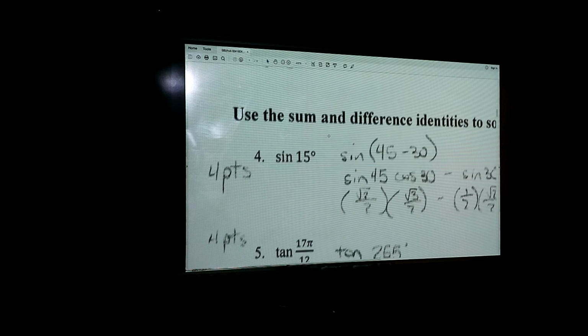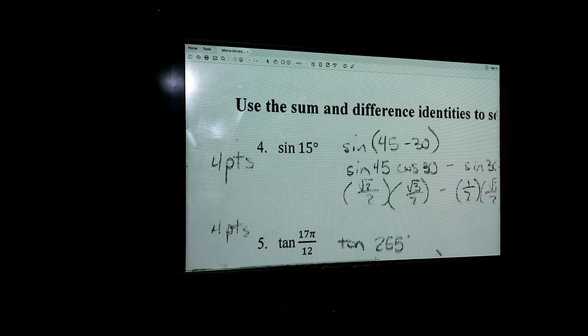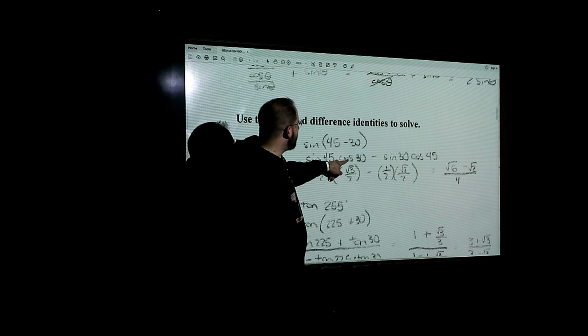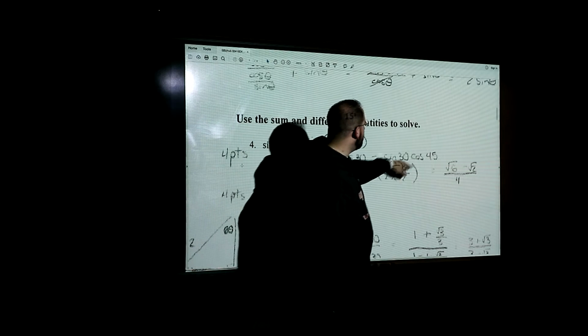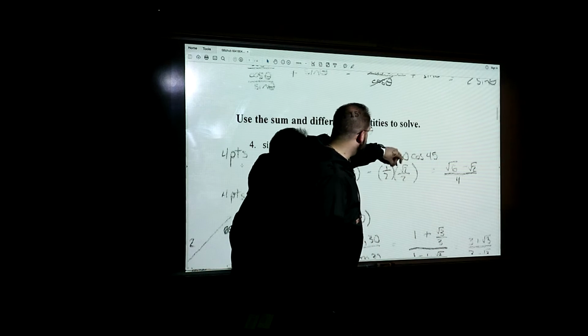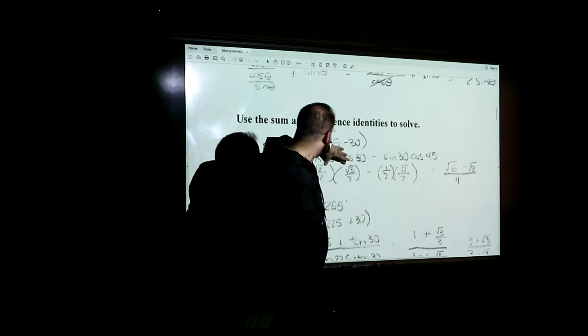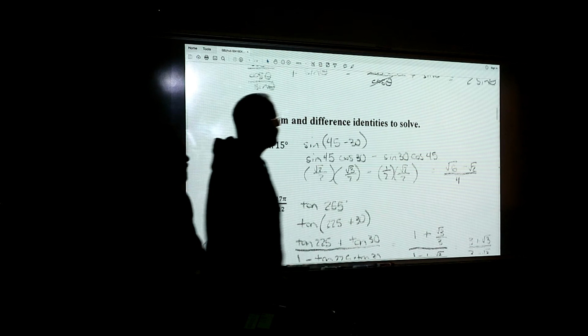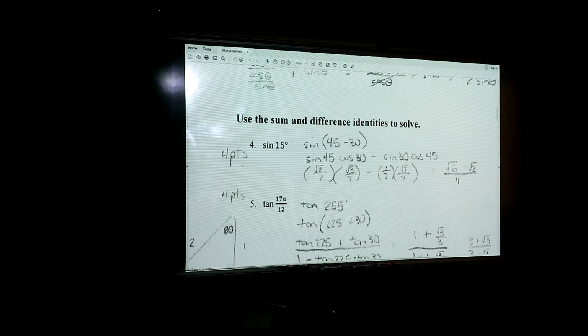All right, the next one, 15. I just went 45 minus 30. I think most people did that. That was the subtraction formula. So you're plugging in what the sine is of 45, what the cosine of 30 is, sine of 30, cosine of 45. That's just from your unit circle. You can see those answers. When you multiply, you get root 2 over 4. This gives you root 6 over 4. And then when you subtract it across, it's just root 6 minus root 2 over 4.